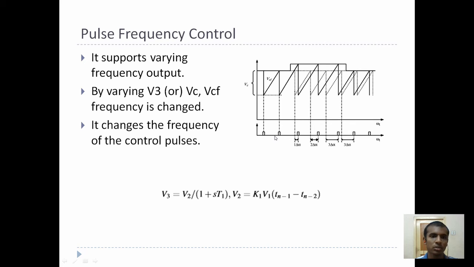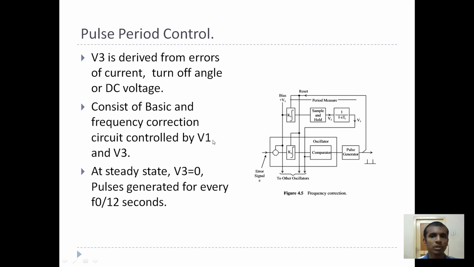Pulse frequency control. It supports varying frequency output by varying V3 or VC, this is the VC. If VC is increased, the frequency of the VCO is changed. So the signal produced is also changed. The time interval between the signals produced also changes. So this is the equation for pulse frequency control.